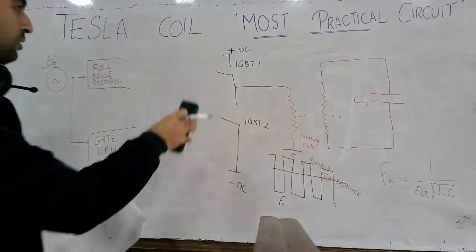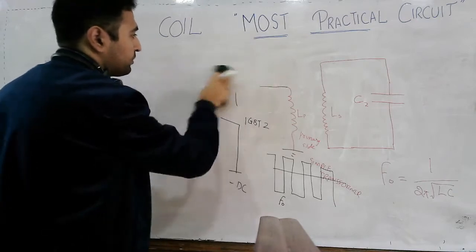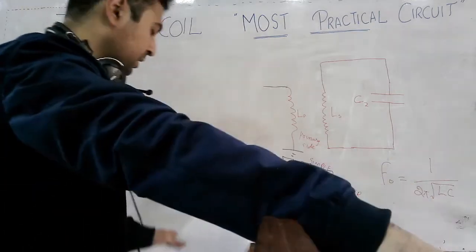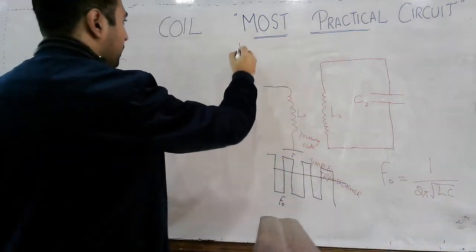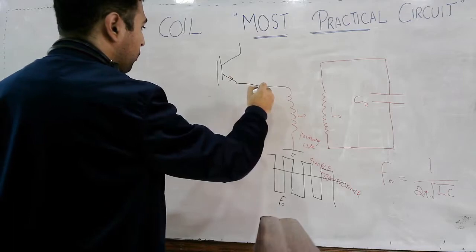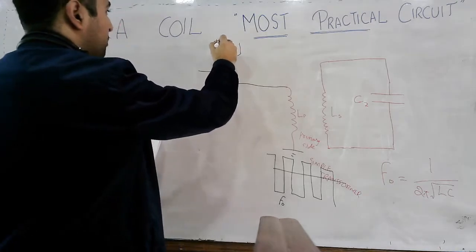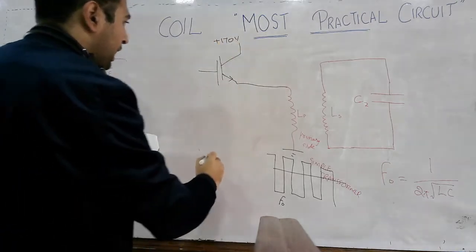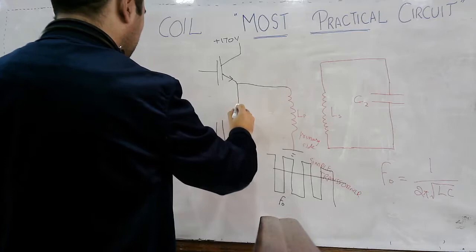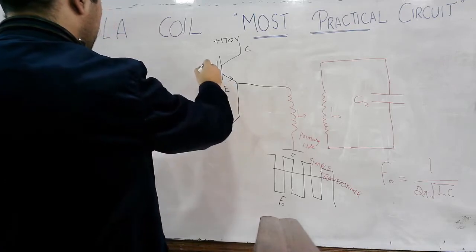Let's understand the gate driver circuit here. For a moment I am removing this, and let's have the actual IGBTs here. Here you have IGBT1, and let's say the voltage here is plus 170 volt, and then we have another IGBT which is connected here, and here you have the collector, the emitter and the base.